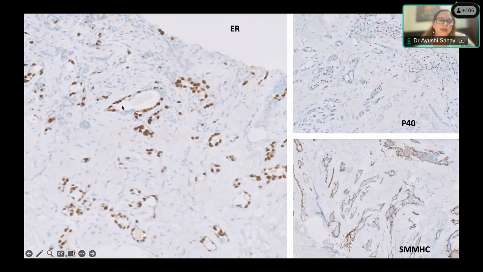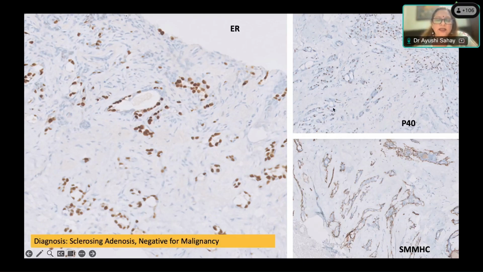And what is this ER showing, Anthony? What kind of expression is this? It's patchy, ma'am. It's not diffuse. Patchy heterogeneous expression of estrogen receptor. So what have we learned? That patchy heterogeneous expression indicates it is a polyclonal population. It is not monoclonal, so it is likely to be benign, and combined with a retained P40 and SMHC highlighting retained myoepithelial cells completely around the lesion, the diagnosis is sclerosing adenosis, negative for malignancy.